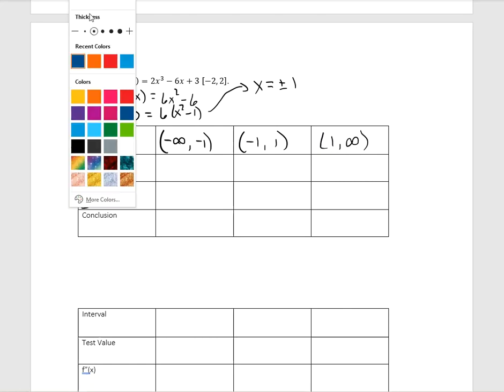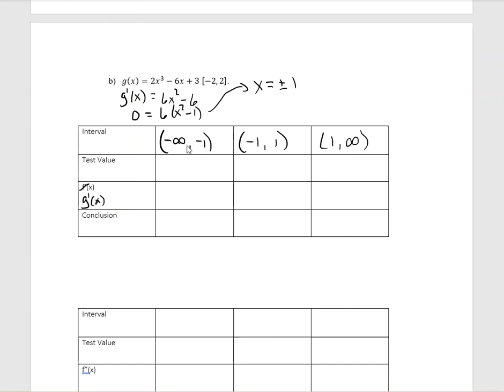All right, so we're going to use orange, and we'll find our test value. Any test value between negative infinity and negative 1, I'm going to use a negative 5. In between negative 1 and 1, I'll use a 0. And a number bigger than 1, I'm going to use 2. All right, so I want to know the sign. G prime at negative 5 is, well, let me see. Negative 5 squared is 25. So I'll have 6 times 25 minus 6, which is looking positive.